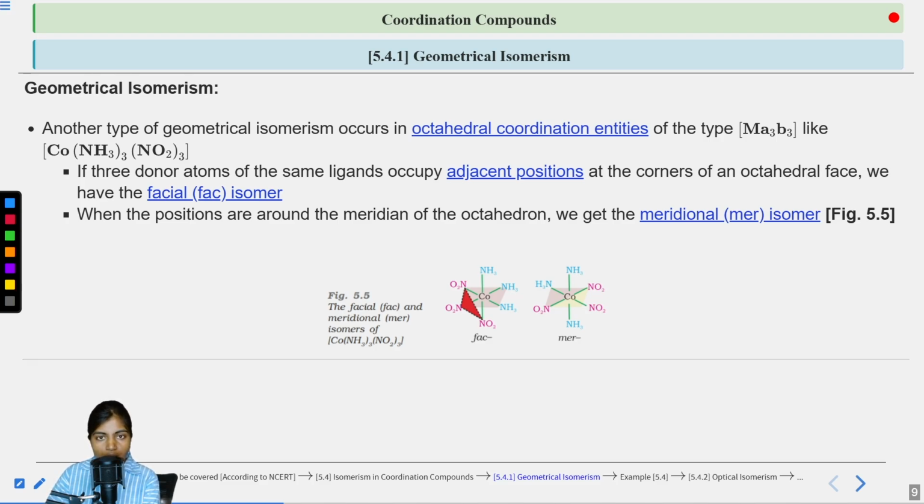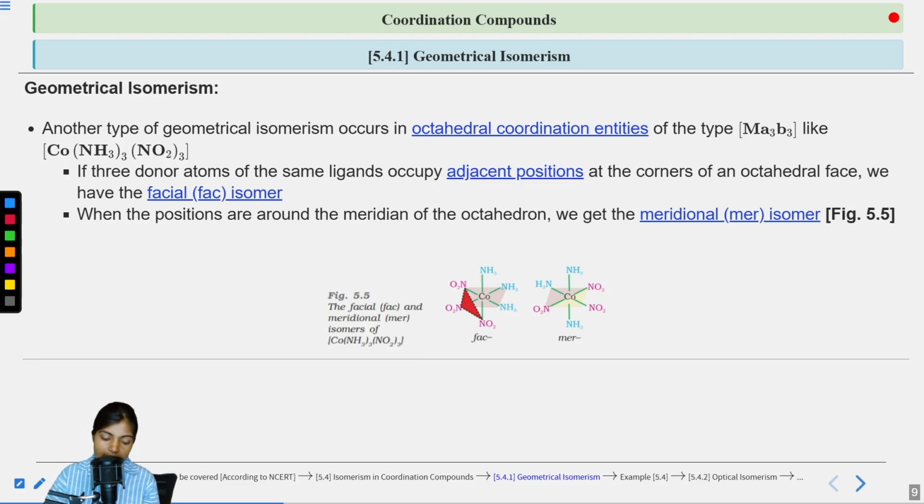Similarly, if you position the ligands around the meridian of the octahedron, like in this structure, the cobalt is the central metal, and the NO2 you are placing at the meridian of the octahedron, in the octahedral coordination entity. So the octahedron meridian is this one, and at the meridian of the octahedron you are placing the same ligand, then you will get the meridional isomer.